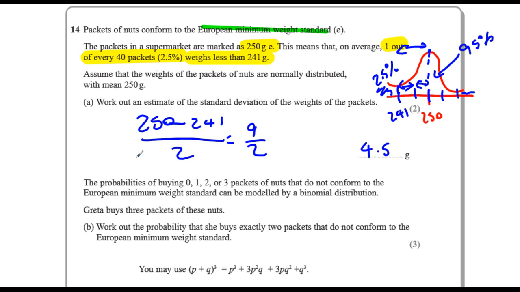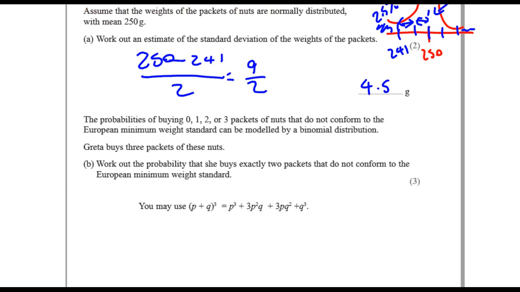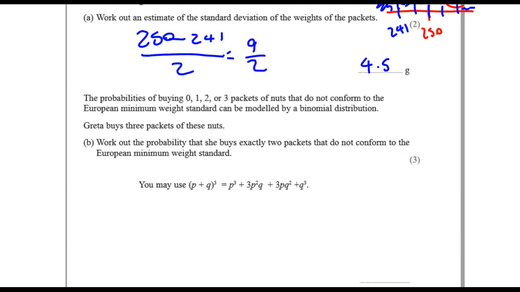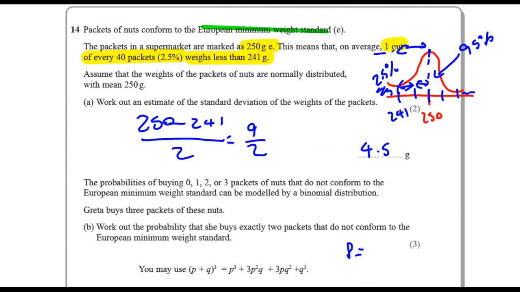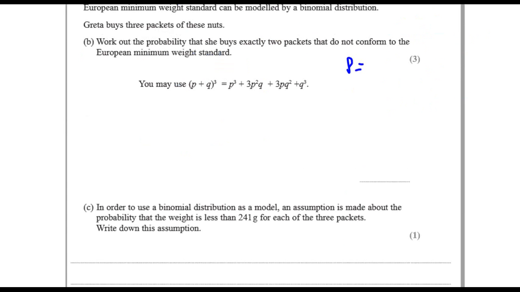The probabilities of buying 0, 1, 2 or 3 packets of nuts that do not conform to European minimum weight standard can be modelled by a binomial distribution. Greta buys 3 packets of nuts. Work out the probability that she buys exactly 2 packets of nuts that do not conform to the European minimum standard. Okay, so let's say that P is buying a packet of nuts that is below standard, which is, as we said before, 1 out of 40, because there is 1 out of every 40 packets, or 2.5%, so as a decimal, 0.025.